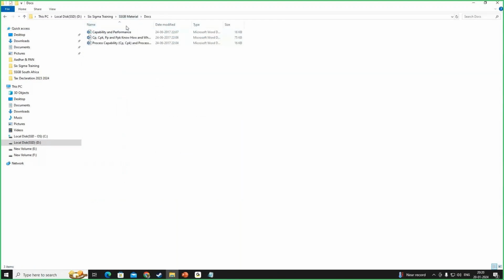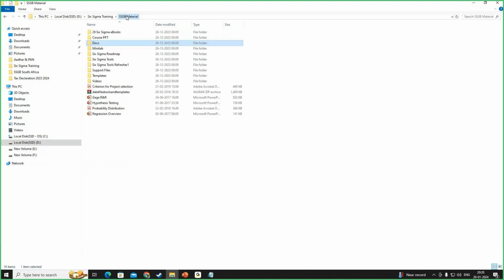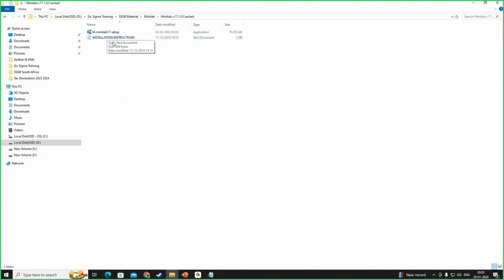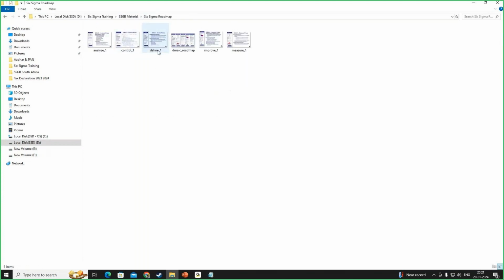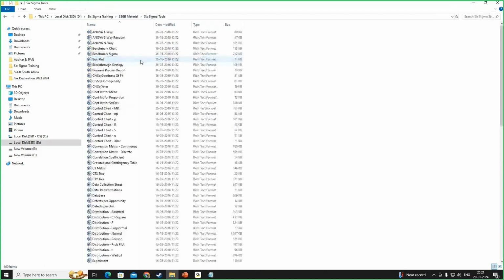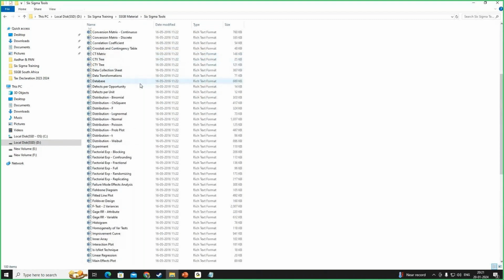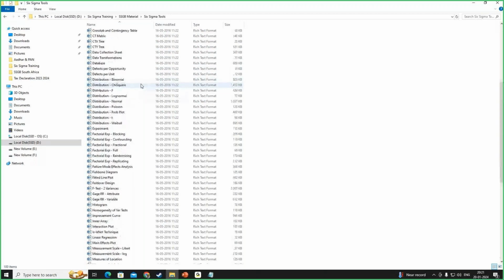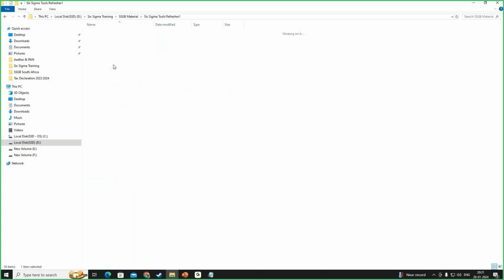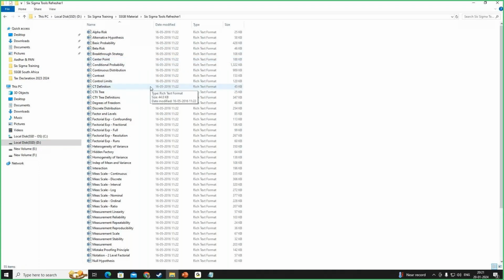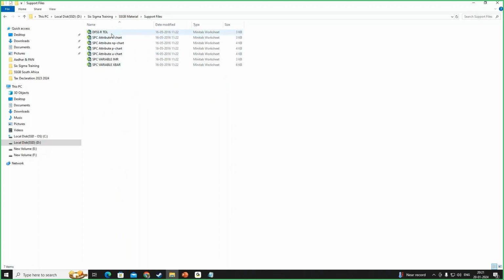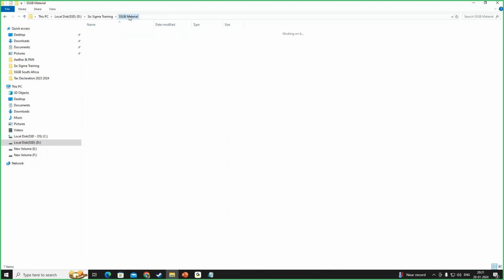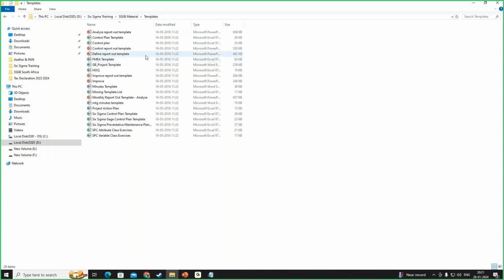Then you have some documents about process capability and stuff in detail. I have also included the Minitab software. You just need to follow the instructions and install it. There is a Six Sigma roadmap that tells what exactly happens in each phase. Then there are Six Sigma tools, which is more of a description of different tools used across all the 5 phases. Then this is a tool refresher. These are support files which are used for Minitab. There are some templates that are used for projects.